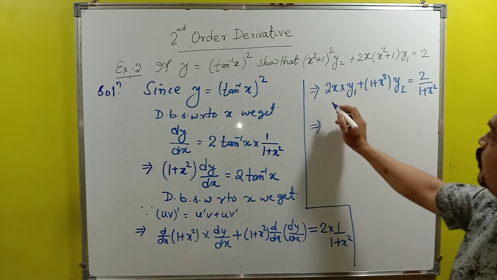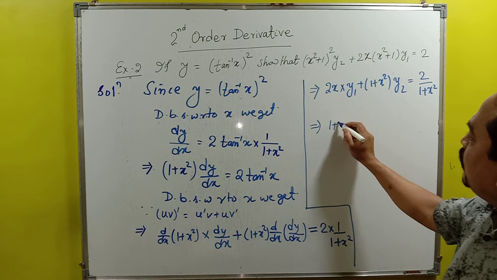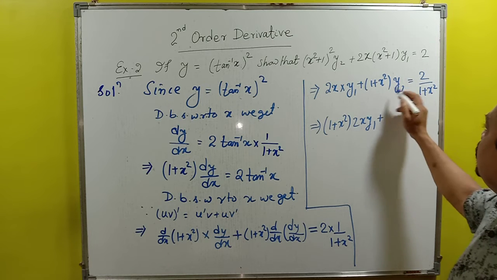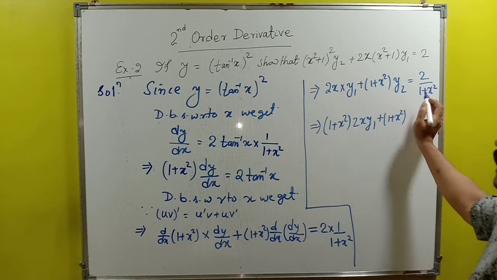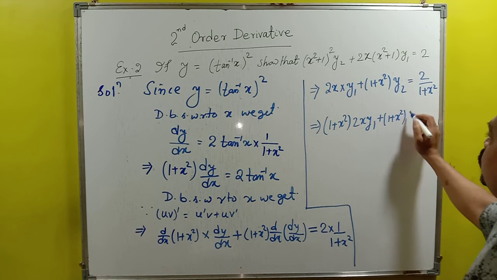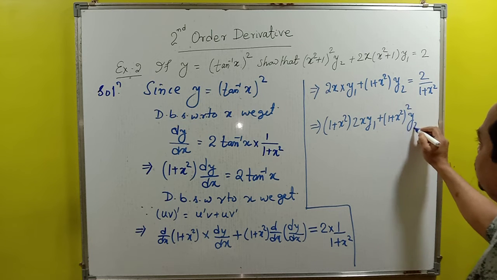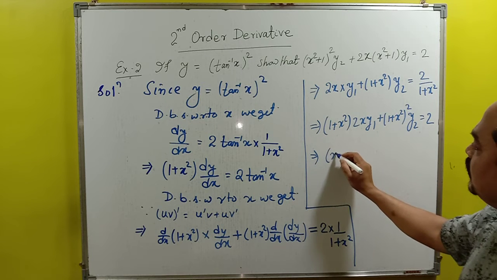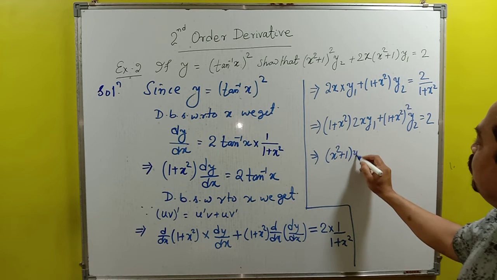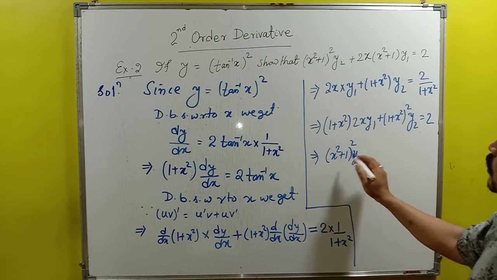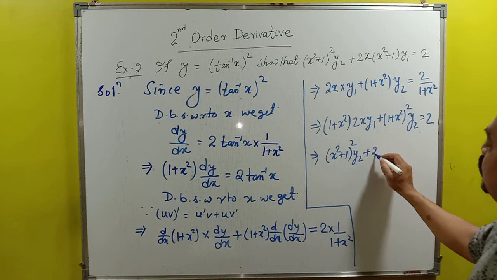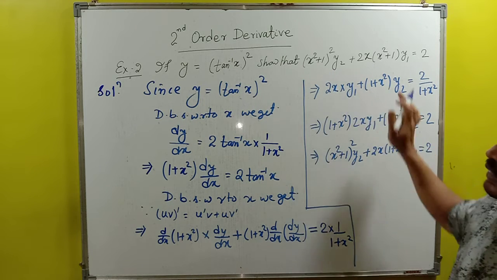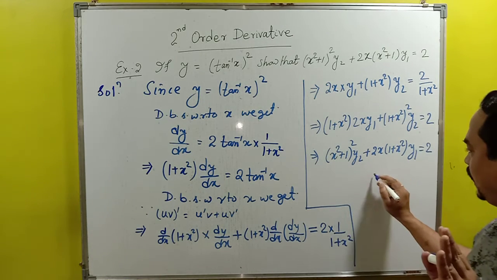This 1 plus x square, you multiply here. What are you getting? (1 plus x square) into 2x y1 plus, it becomes 2 times, since 1 plus x square was already there, once more it will be multiplied. So this will be (1 plus x square) whole square into y2 is equal to 2. Just arranging the terms, you have got the same thing. By arranging, you can write (x square plus 1) whole square into y2 plus 2x into (1 plus x square) into y1 is equal to 2. Got the answer? Understood? Hence proved.